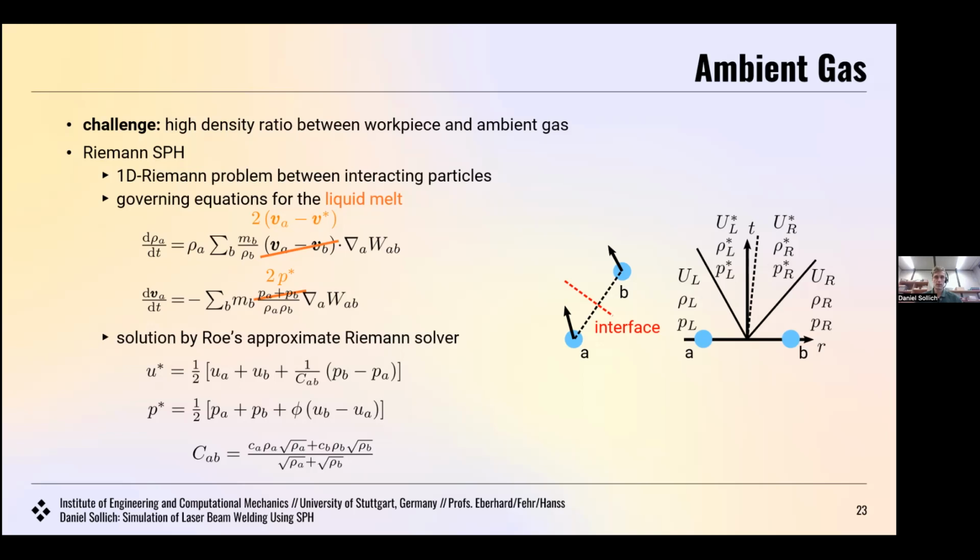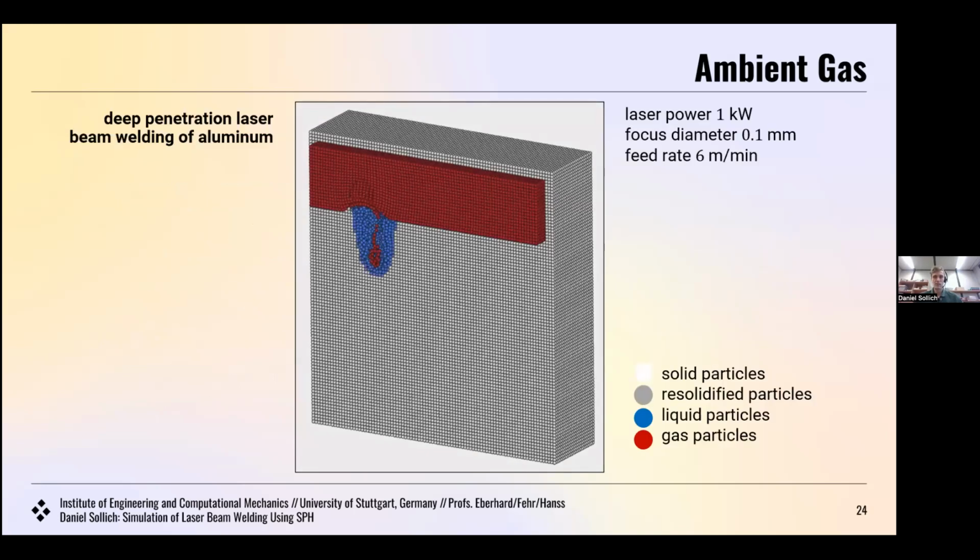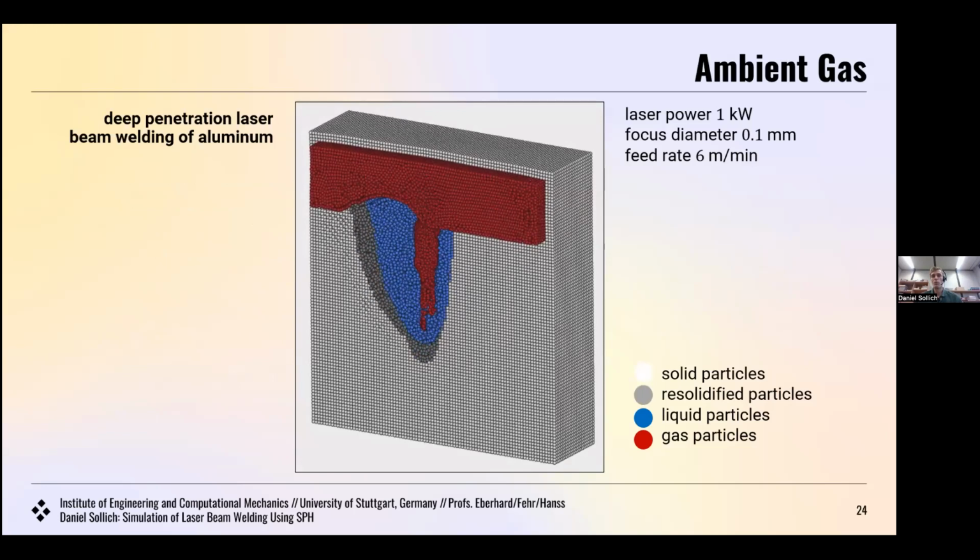Okay, so again, some simulation results, here including the ambient gas. And what we can see is that the ambient gas is flowing inside the melt pool, and that we also observe a very complex flow behavior of the ambient gas.